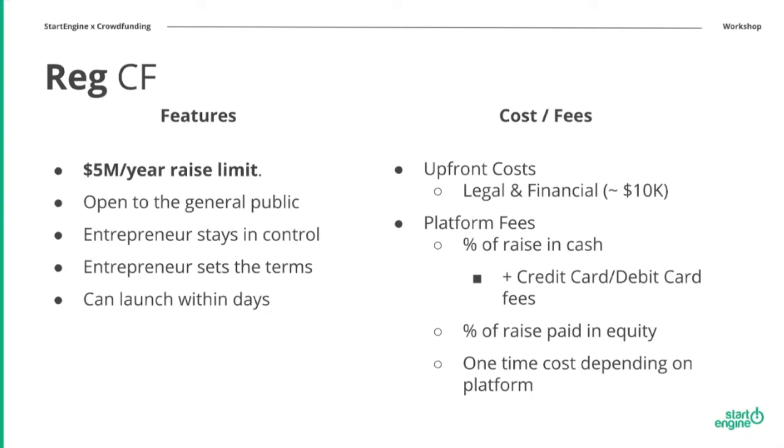In terms of costs and fees associated with these raises, all StartEngine fees are taken on the back end. So in terms of upfront cost, you're looking at a legal and financial review. In order to raise up to $1.07 million, you need a 2-year CPA review. That generally costs about $3,000 to $5,000.